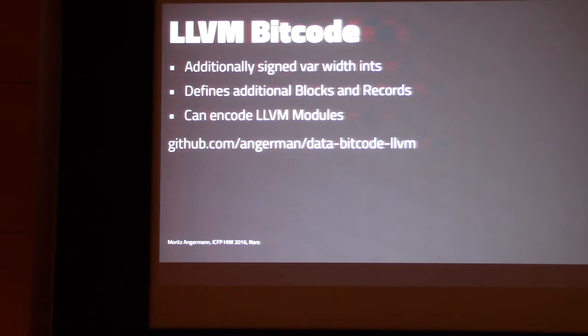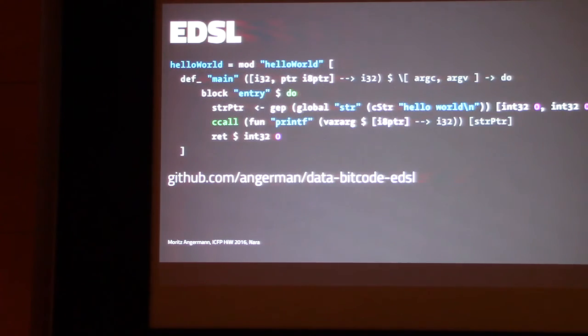Now LLVM encodes its module on top of bitcode with like a few predefined blocks and what kind of records you can have in there. And yeah, there's also a library on GitHub if you want to do LLVM module encoding. Now doing that by hand is a bit annoying, so there's an EDSL, so if you want to do encoding of your simple module here as hello world, which is like this pretty standard way of, I think, writing hello world, right? That is also there as a library. And I think that's pretty readable, right? What it does.